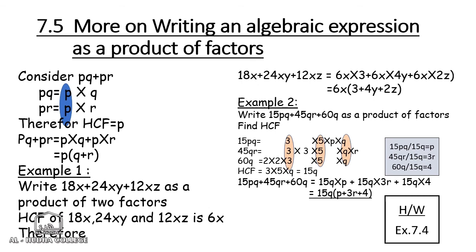Now you can take 15q as a common factor in all three terms, so you can take it out. Therefore the balance you have is p plus 3r plus 4, that is the other factor. So you have three factors: 15 is one factor, q is another factor, and p plus 3r plus 4 is another factor. You have three factors for this question. Like that you can do all the remaining questions.